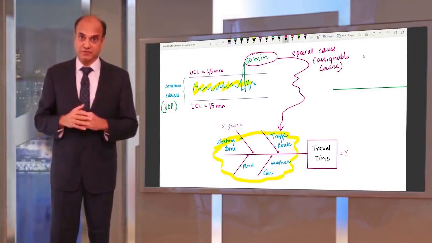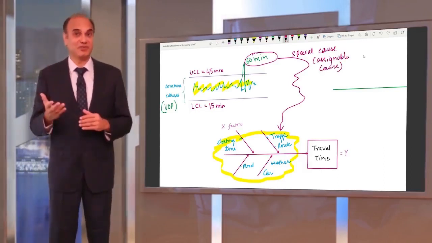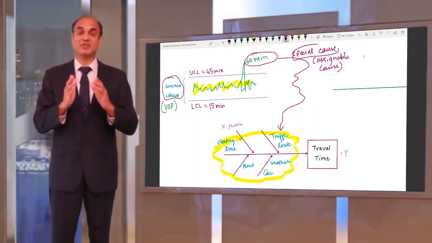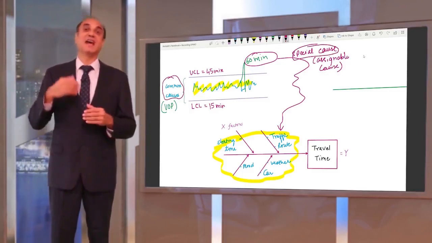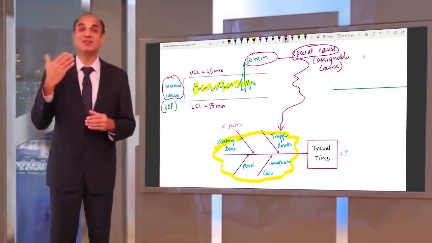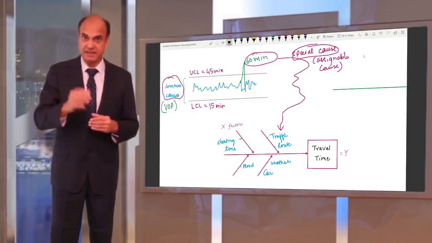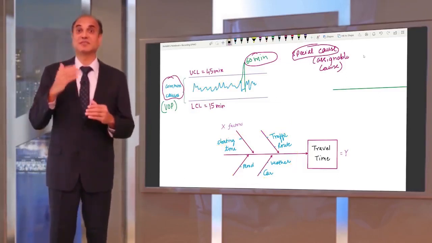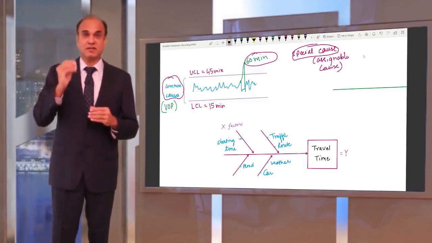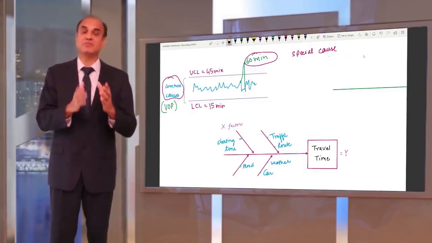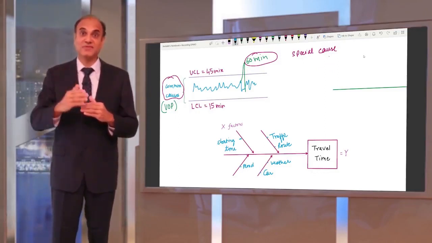So we have two types of variation: common cause variation and special cause variation. Common cause variation is part of the process, part of the natural variation of the process. And special cause variation is assignable variation. I can assign a cause to that particular event. Now, what is the difference between common causes and special causes? For special causes, you need to take immediate action. Means you need to take a prompt action so that you are able to bring the process within control.